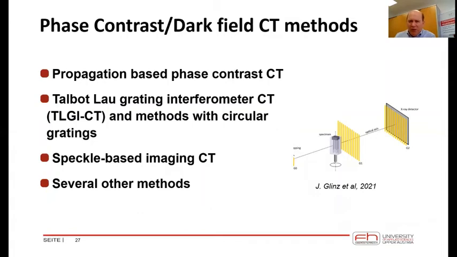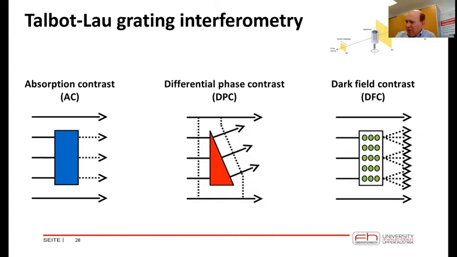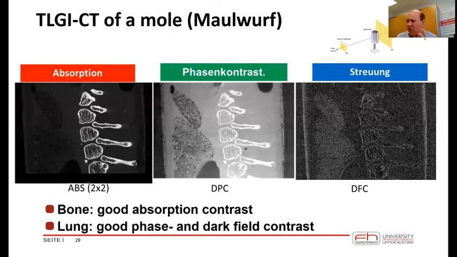Now we'll come to the next point, phase contrast and dark field methods. These methods have in common that you can measure not only the absorption contrast, you can measure also the differential phase contrast and the dark field contrast. So you can measure the absorption, you can measure refraction, and you can measure scattering. And when you measure these three different physical values, how does this correspond to the structure or to the material you're investigating?